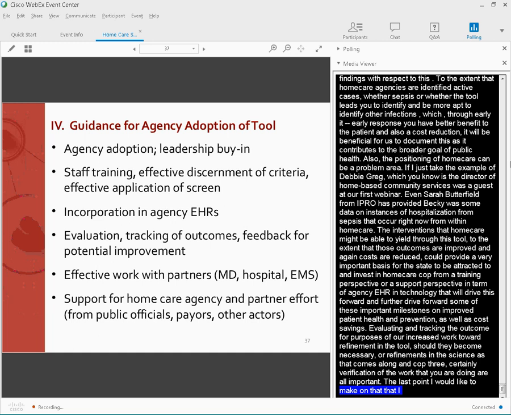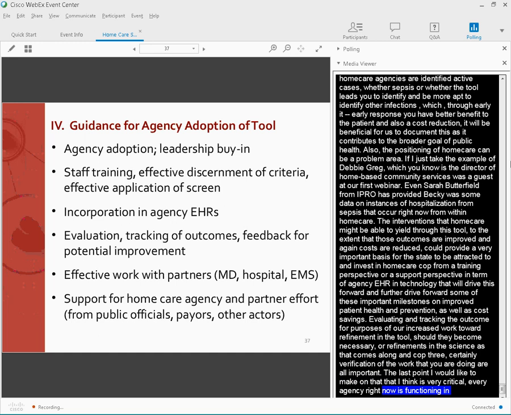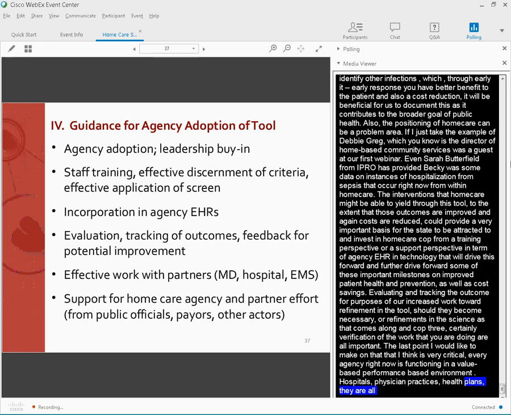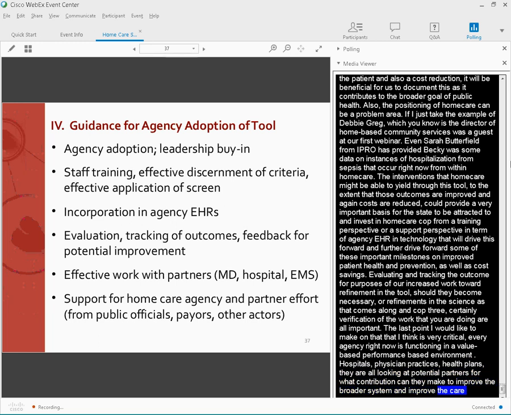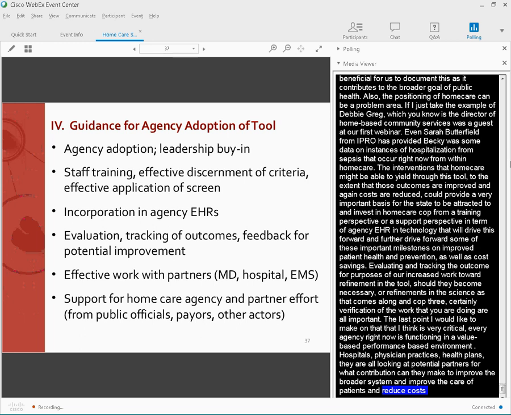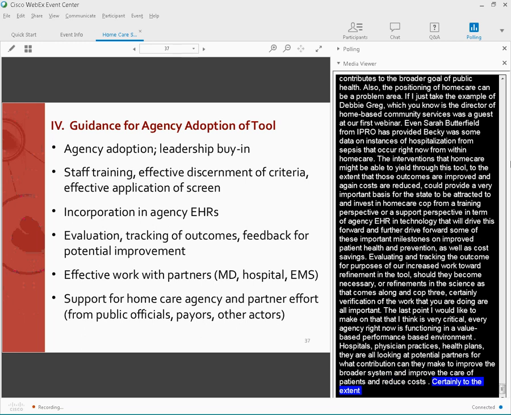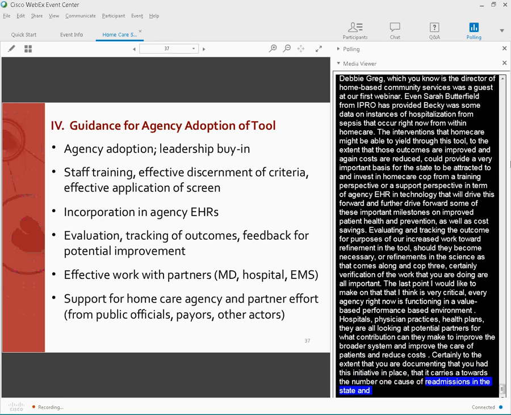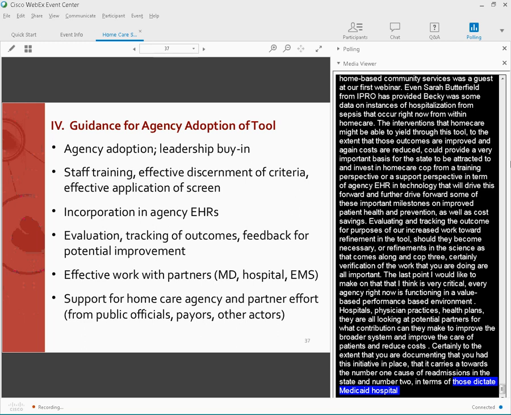You have hospitals, physician practices, health plans that are all looking at potential partners for what contribution can they make to improve the broader system and improve the care of patients and reduce costs. Certainly to the extent that you are documenting that you have this initiative in place and that it carries aim toward the number one cause of Medicare readmissions in the state, and it is number two in terms of the state Medicaid hospital impact. So you are taking a step forward to resource yourself in an area that really is a priority public health and expenditure area.